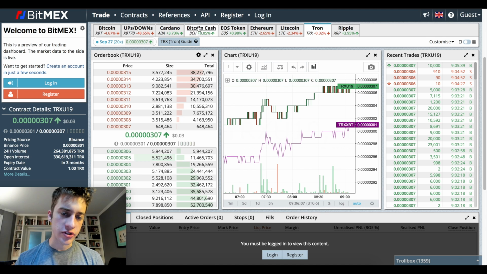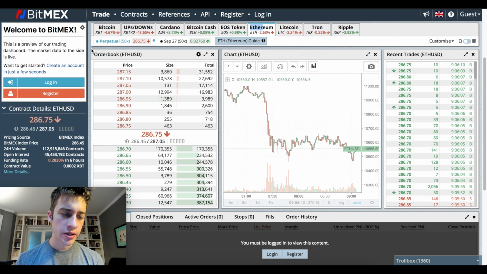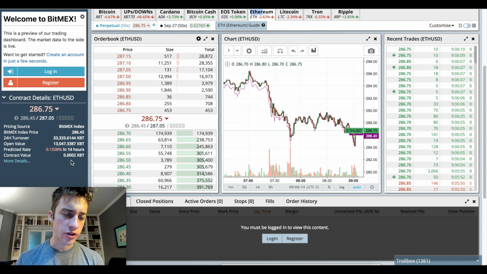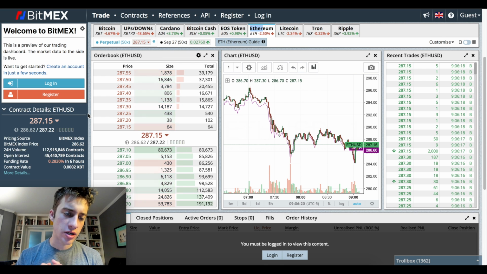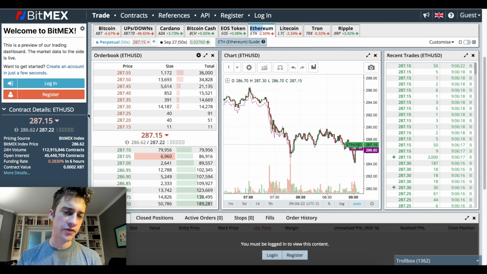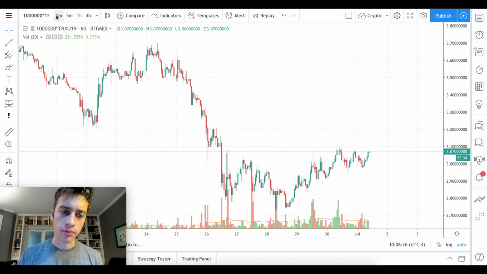I think trading altcoins can be great. Some people just like to trade perpetual Bitcoin and perpetual Ethereum. That's the contract value for one Ethereum. It's 0.0002 XBT. But just pay attention on this platform just to make sure you're not using too much risk. Pay attention to contract value, and always try to calculate really how large of a position you're taking by doing it this way.